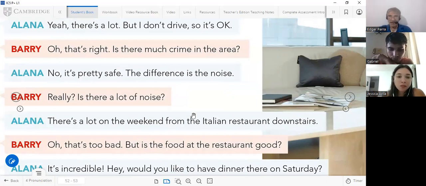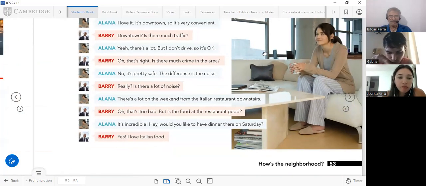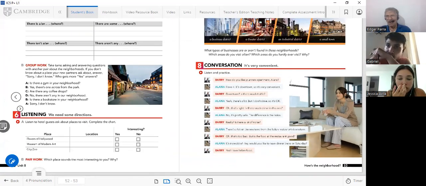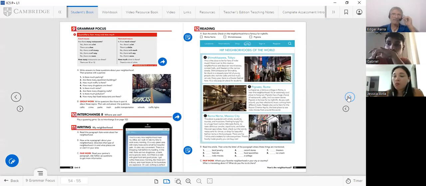Okay, are there any other words that you didn't understand in this conversation, Gabo? No, teacher, it's okay. You understand, it's okay? Okay, let's continue with the next page where we have a grammar focus.